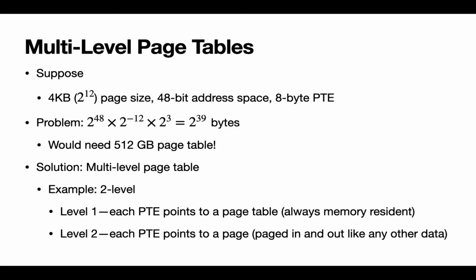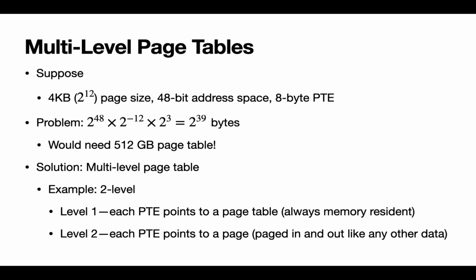Now that means we're going to have 512 gigabytes to store just our page table, which is probably not going to be a realistic design choice. Our solution, instead of having to allocate one giant table that could take care of any possible mapping from a virtual address to a physical address, is to take a multi-level approach.